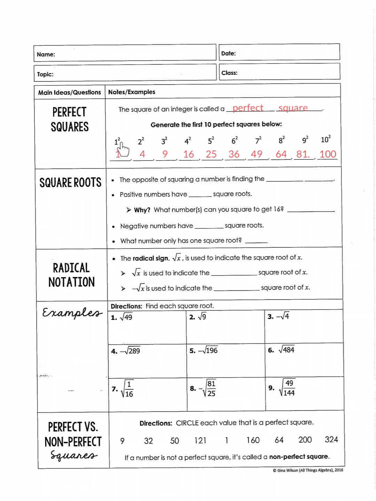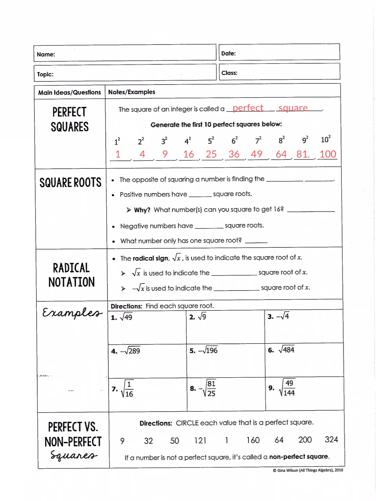1 squared means 1 times 1, which is 1. 2 squared means 2 times 2, which is 4. 3 squared means 3 times 3, which is 9. 4 squared is 16. 5 squared is 25. 6 squared is 36. 7 squared is 49. 8 squared is 64. And 9 squared is 81. Lastly, 10 squared is 100.